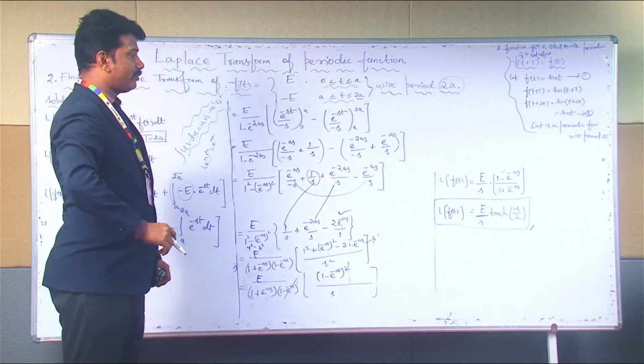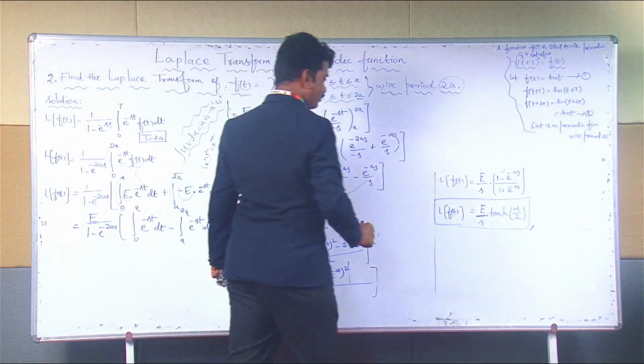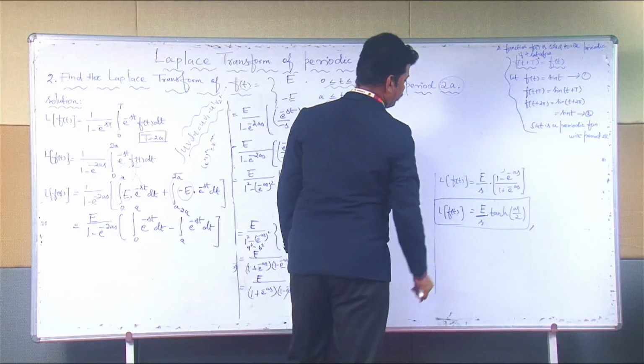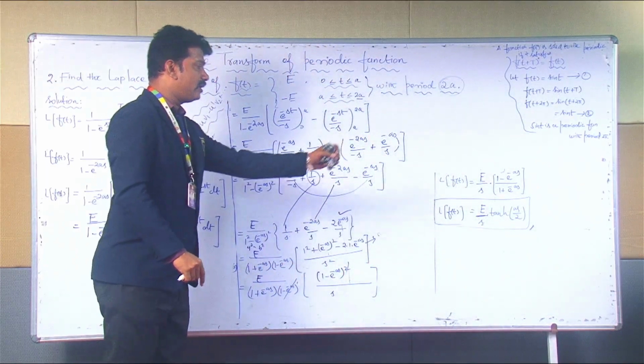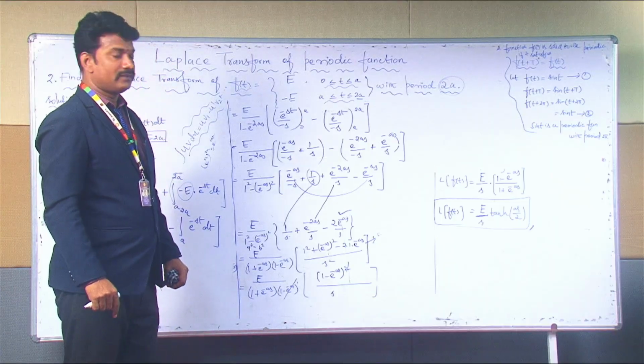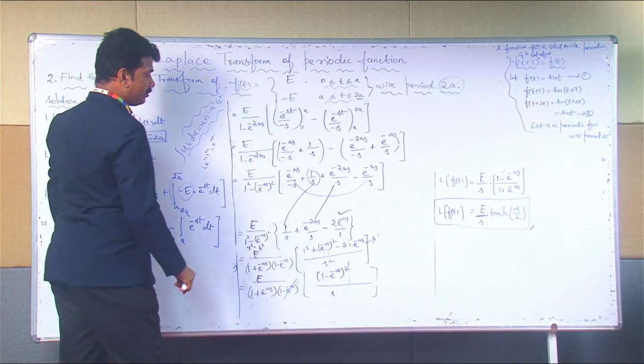The only difference between the previous problem and this problem is, in the previous problem the answer is 1 divided by s square into tan h as by 2. In this problem, capital E divided by s into tan h as by 2. Am I right? Right. So here the same concept we can apply.